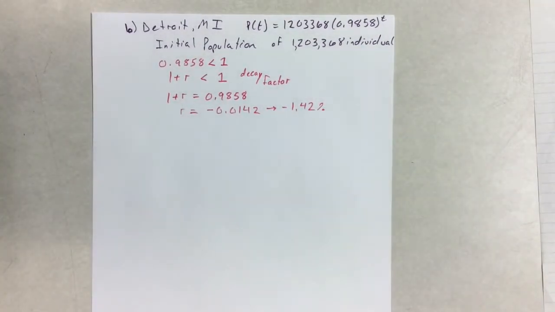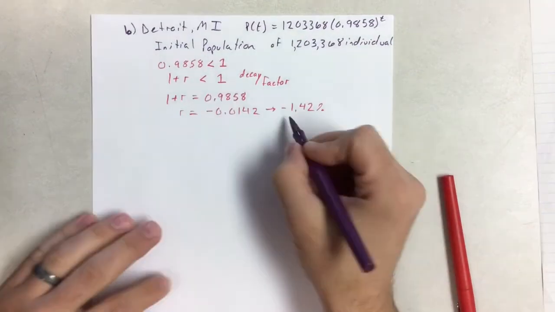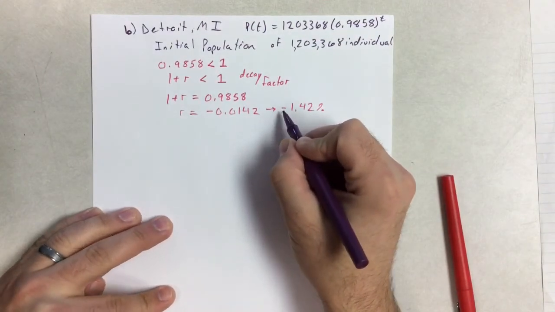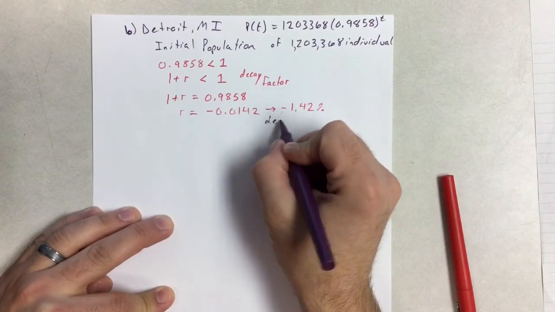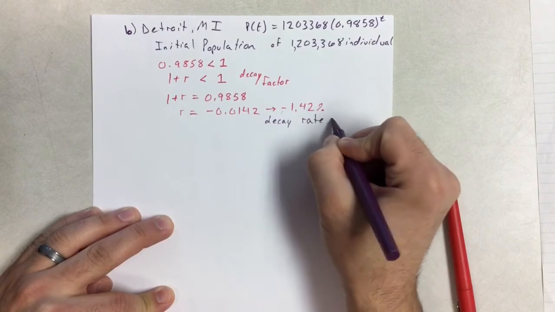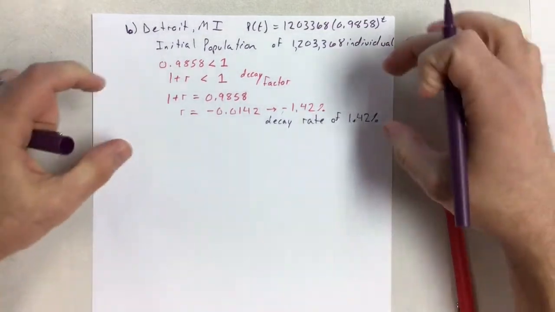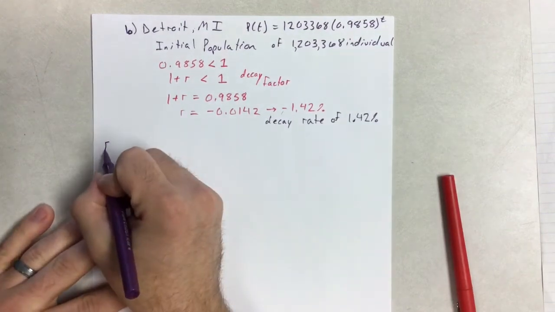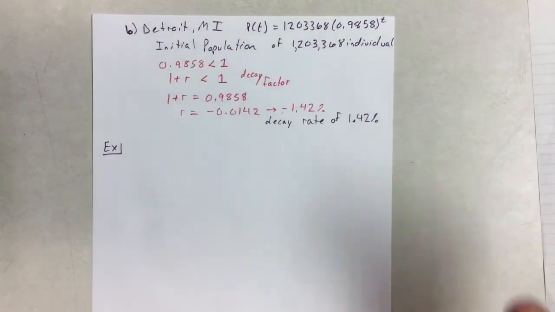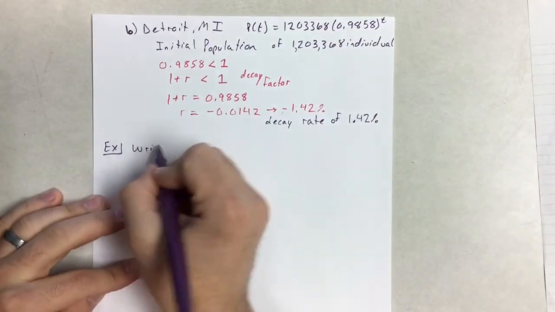So the negative part of this percentage simply designates that we have a decay. That's the only reason for the negative, to show us that we have a decay in our population. So our decay rate is 1.42%. So all of that pulling it from the function that we're given. So what if we need to write a function? So imagine for a moment that we had the initial population and we have our growth or decay rate and we desire to write a function. So that's our next scenario.